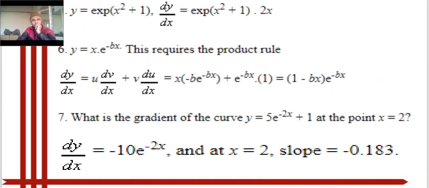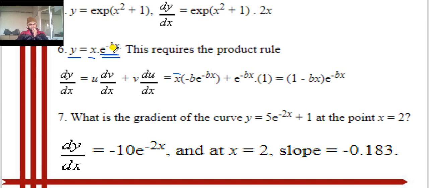I solve a small question that you have given, y is equal to x into e to the power minus bx. So this is the product of two functions. First function is your x, and second function is your e to the power minus bx. So what is the formula? First function, that is your x, into differentiation of second function. Second function is your e to the power minus bx.